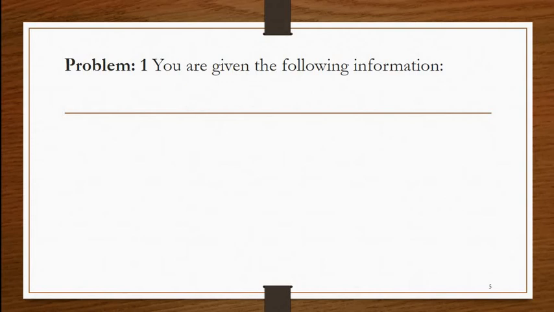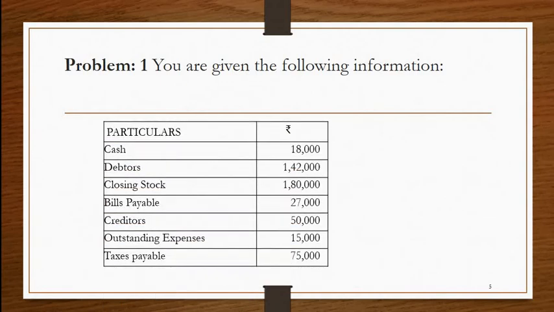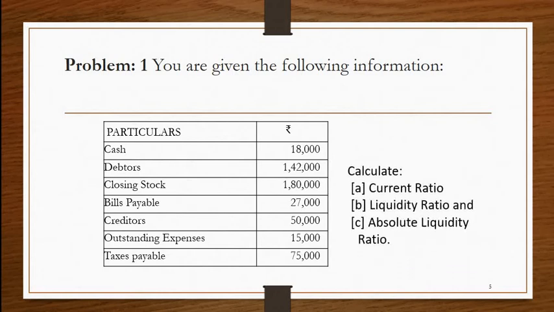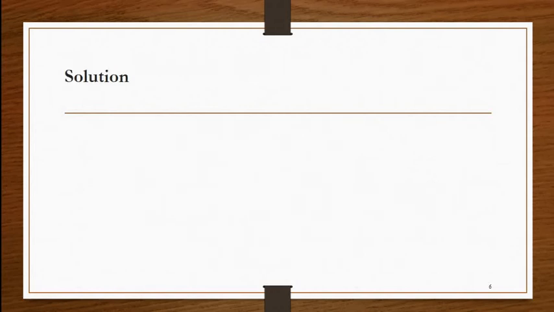Problem number 1. You are given the following information. The information we have here is cash rupees 18,000, debtors rupees 1,42,000, closing stock 1,80,000, bills payable 27,000, creditors 50,000, outstanding expenses 15,000 and 75,000 as tax payables. Here they are asking us to find out current ratio, liquidity ratio and absolute liquidity ratio. To calculate all these ratios, we already know the formulas. Let's go for the solution.